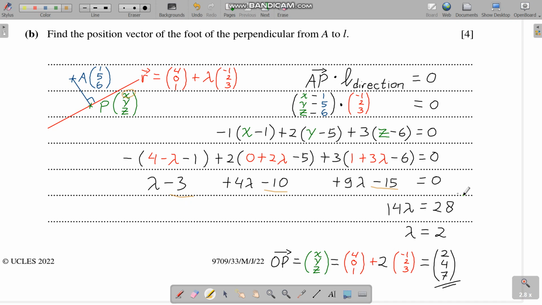Bring it to the right side, we get plus 28, and we divide both sides by 14 to get lambda equals -2. To find the coordinates of P, we replace lambda with -2 and we get the position vector of the foot of perpendicular: 4 minus 2 is 2, 0 plus 4 is 4, 1 plus 6 is 7. So that's the final answer.